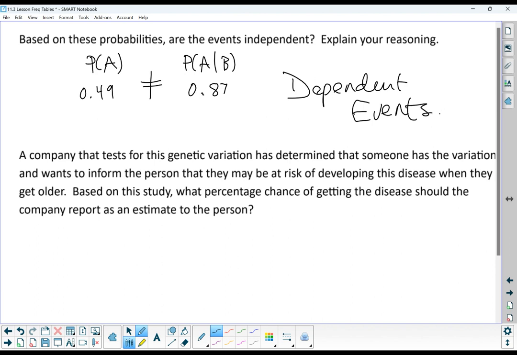So it looks like there might be a relationship between that genetic variation and the disease. And if you take a statistics course, you'll talk a lot more about how to decide that. For the video, I'm skipping this question.